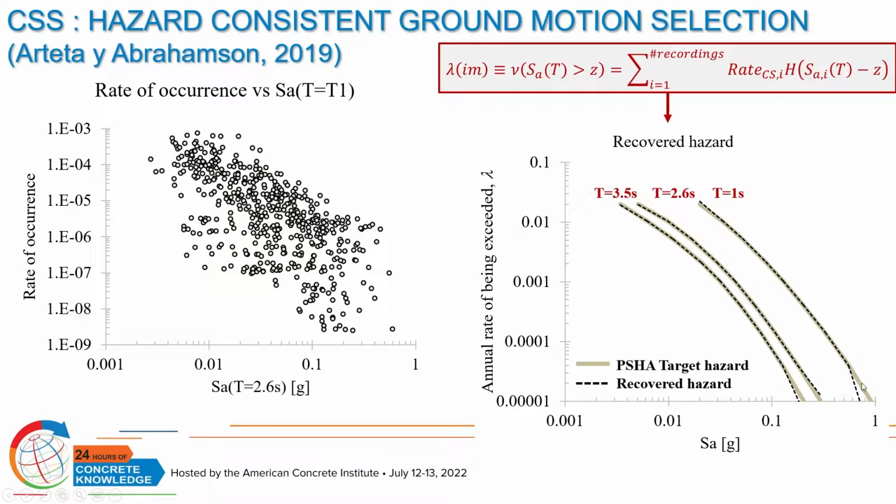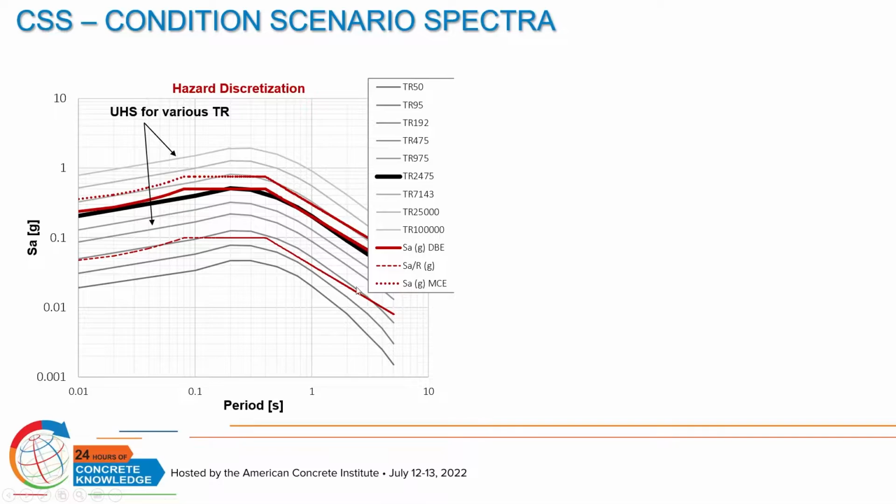Here I'm showing you the hazard curves from a PSHA at the site of interest for different periods, from 1 second all the way to 3.5 seconds. And in dashed lines, I'm showing you the recovered hazard with our ground motion set. So we can say that our ground motion set represents the hazard at a site from 50 to 10,000 years of return period. To select these ground motions, we need to discretize the hazard into different return periods.